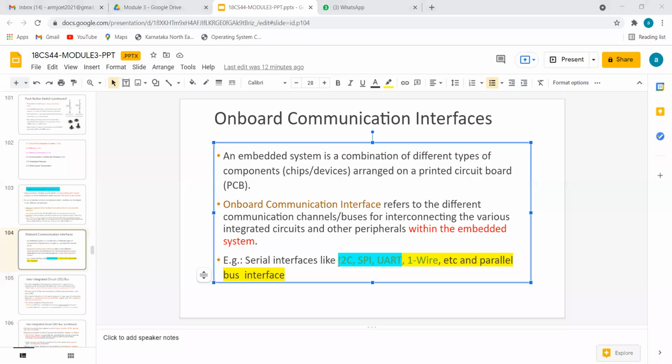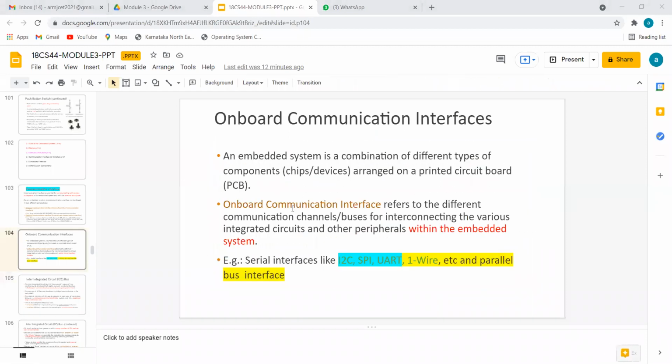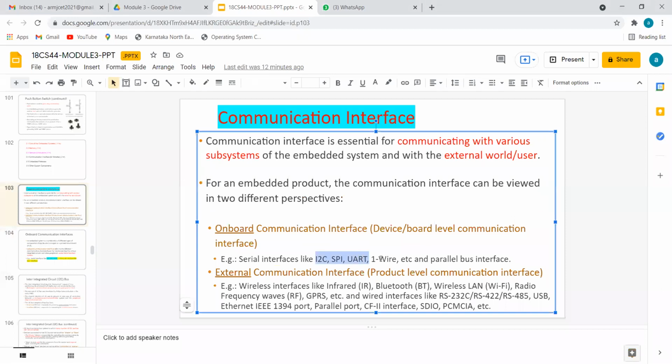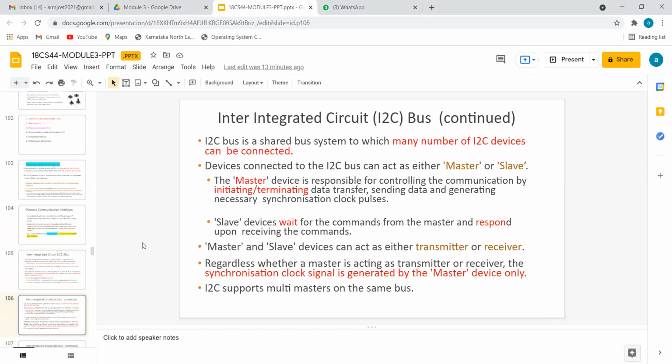Right. Okay. So after I square C, SPI and UART, today we will go with the one wire parallel bus interface, and also we'll start the second heading, external communication interface. These three we have already completed. Today we'll go with these two, and also we'll start the external communication interfaces.